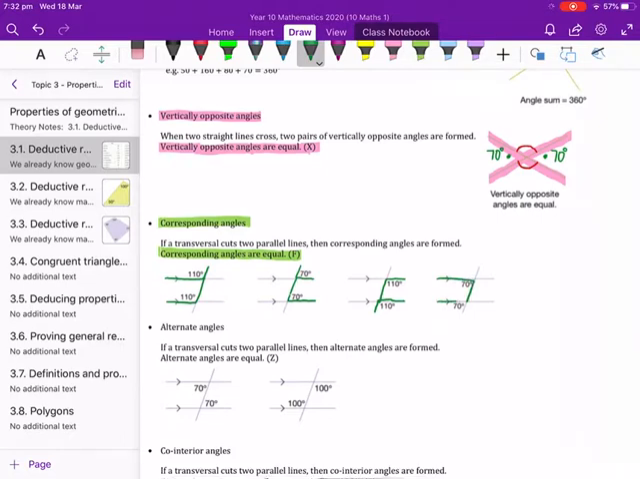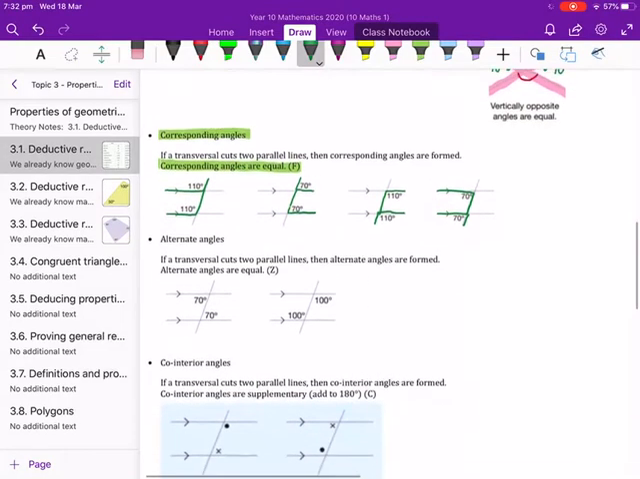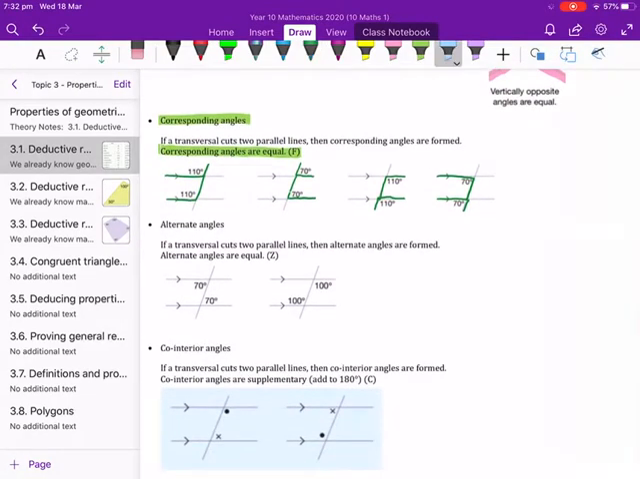And finally, if we go around our angle of 70 and our other angle of 70 degrees, we see that we make our backwards F shape, so we have corresponding angles are equal. We also have alternate angles when we are talking about parallel lines. Now, alternate angles is when if a transversal cuts two parallel lines, then alternate angles are formed. And we have that alternate angles are equal and they make a Z shape.